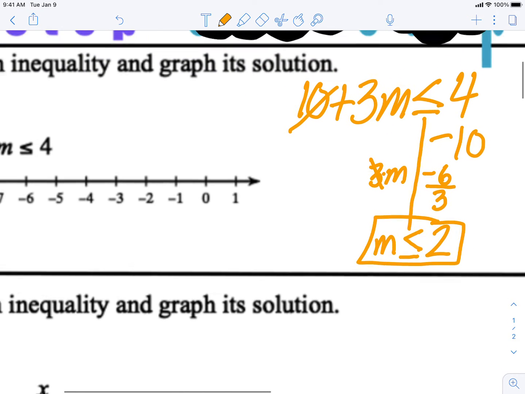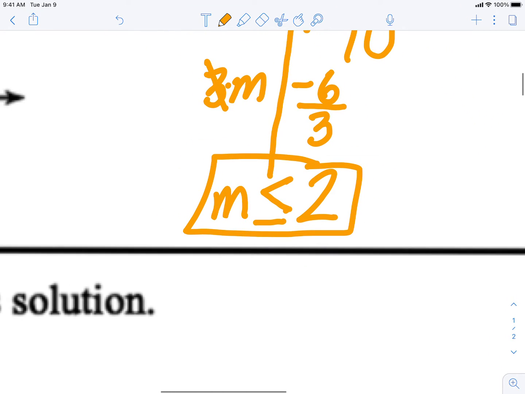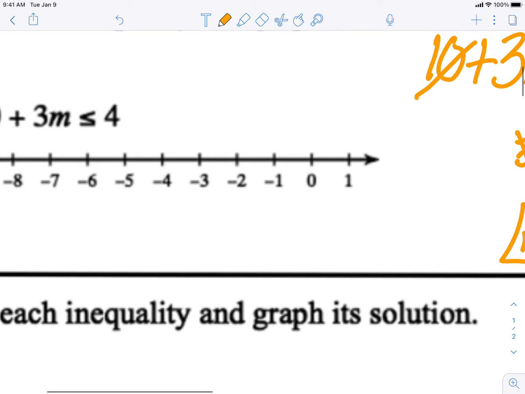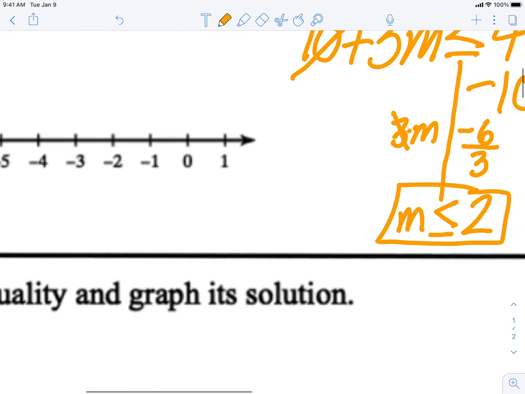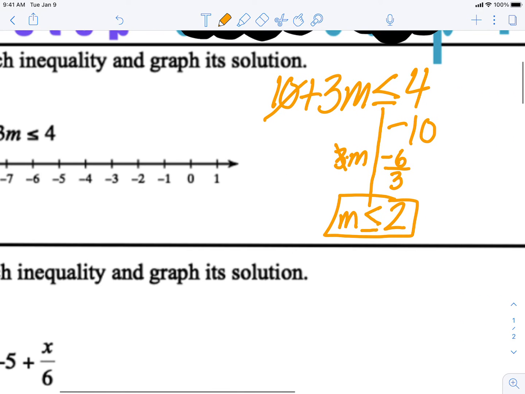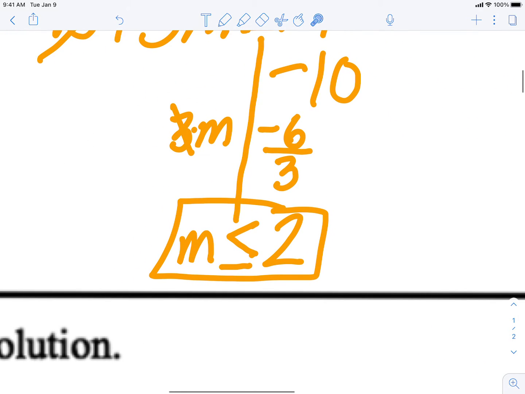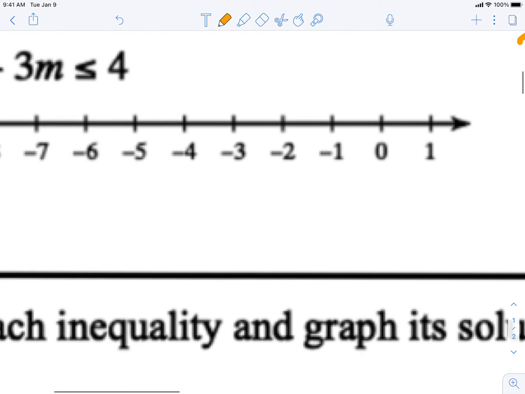Now I just have to graph this guy. So I know because it has a less than or equal to, it's going to be a closed circle on positive 2. So closed circle on positive 2. So where is, wait a minute, did I do something wrong? Oh my gosh, look at me. A negative divided by a positive is a negative 2. So on negative 2, we're going to have a closed circle. Just like that on negative 2.